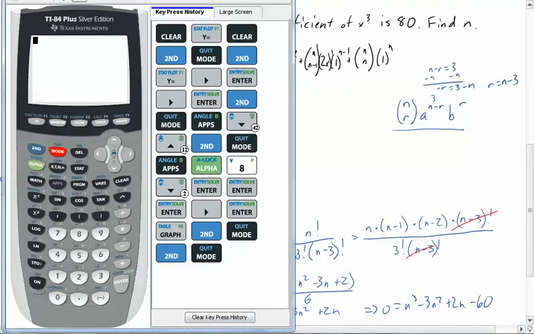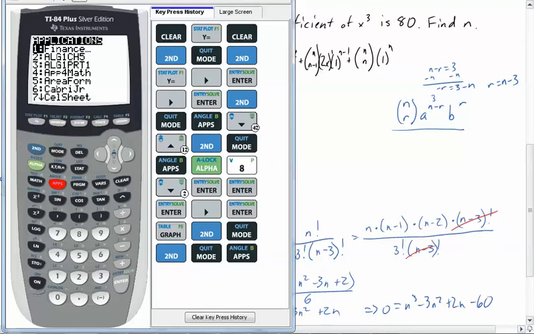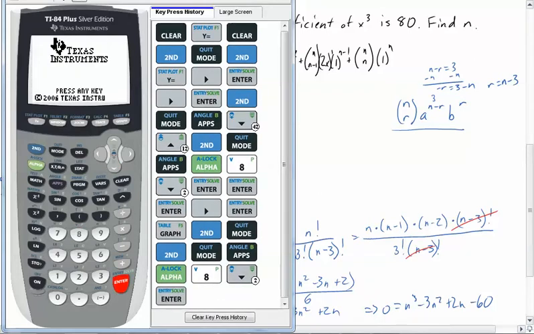So I brought up my calculator. One way to do this, of course, would be to just go into the y equals and put in n cubed minus 3n squared plus 2n minus 60, and then find the zeros. I want to show you another way of doing this, because I think it's a neat way. Remember that you can go into apps, and I'm going to go alpha P, because I want the PolySmlt 2. Remember, you have this available to you.